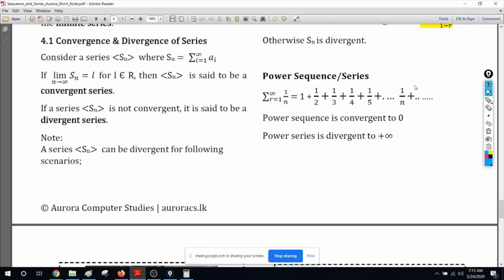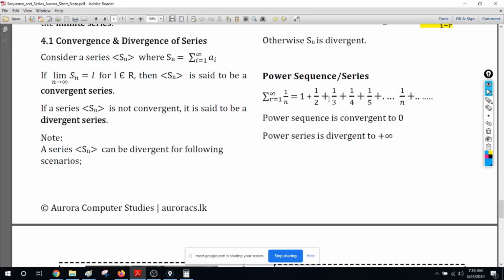So there is no formula to calculate the infinite terms. Why? Because the summation up to the infinite term is going to be infinity, so it is a divergent series. So remember, this is a divergent series. But this is a series where the sequence is convergent.